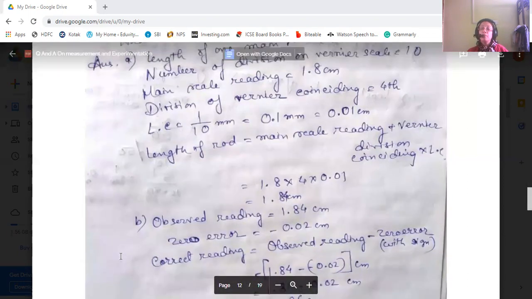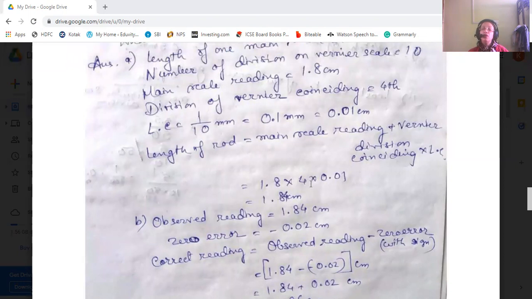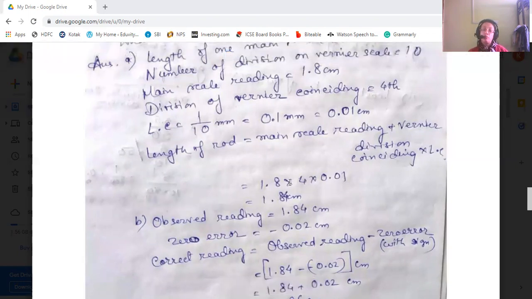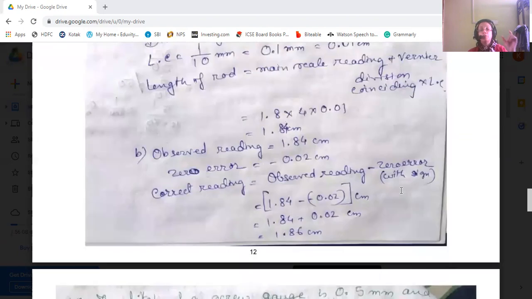The length of the rod is the main scale reading plus the vernier scale coinciding division into least count. The main scale reading is 1.8, and the coinciding vernier division is the fourth one, 4 into 0.01. So 1.8 plus, it's not multiplication, there should be a plus sign, 1.8 plus 4 into 0.01, that is 0.04 centimeter. That means the total length of the rod will be 1.84 centimeters. This is the observed reading.